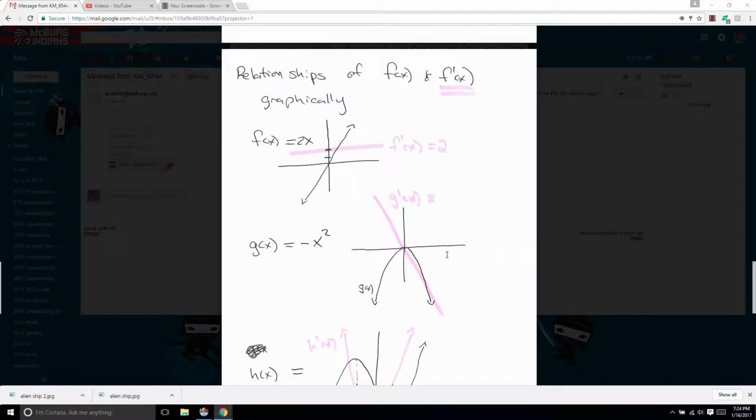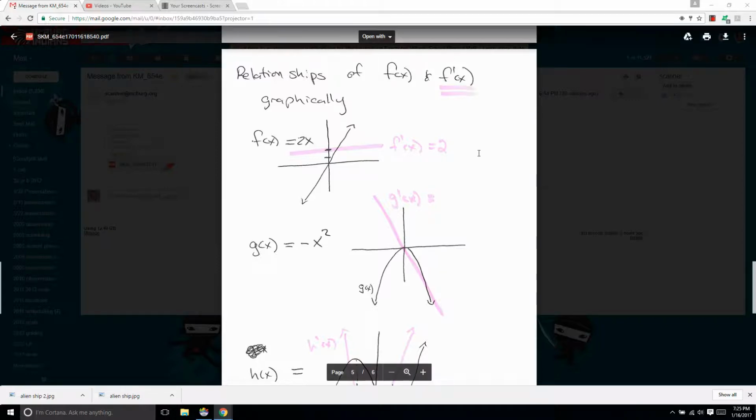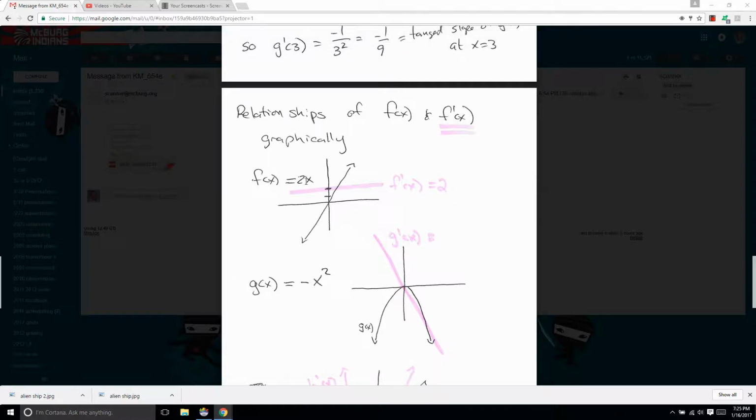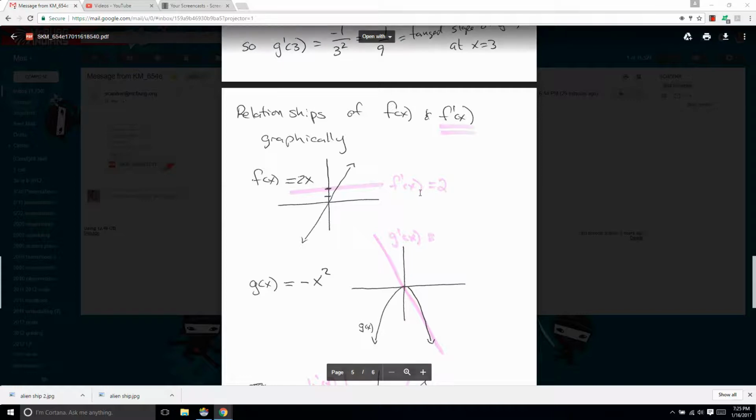A little bit about graphically, how do things look between the difference of a graph of a function f of x and its derivative graph h or f prime of x. So the relationship is between a graph and its derivative graph. All the graphs are in black, all the derivative graphs are in pink. So the original graph 2x, derivative graph 2.